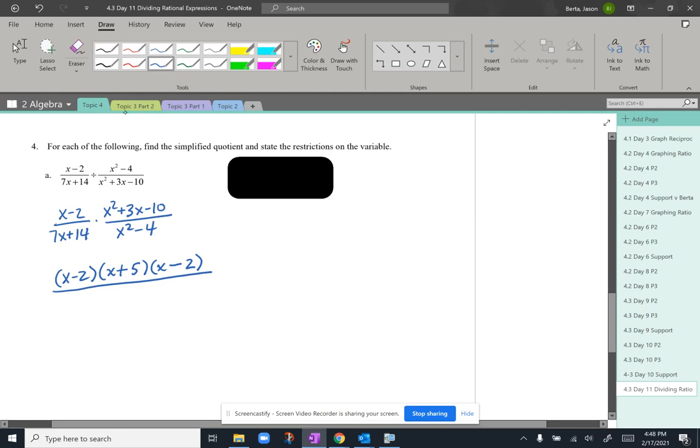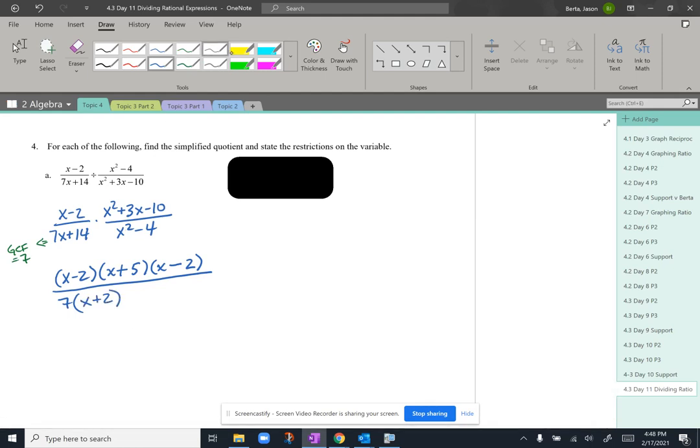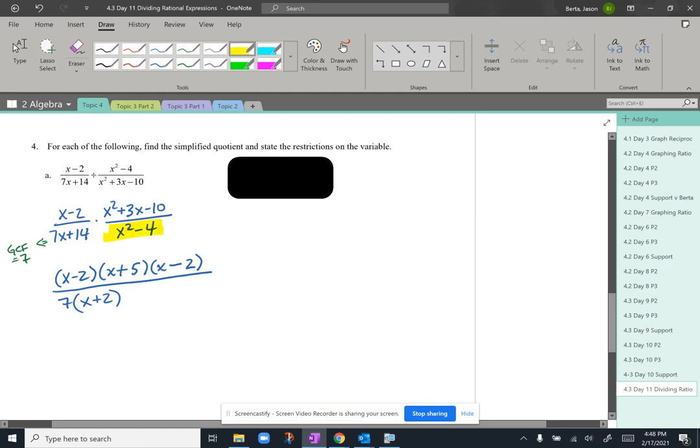The denominator, got a greatest common factor here. Greatest common factor here equals 7. So I can factor that out. When I'm left there, I've got x plus 2. And then the last thing here, this looks like a familiar pattern. That is a difference of squares.